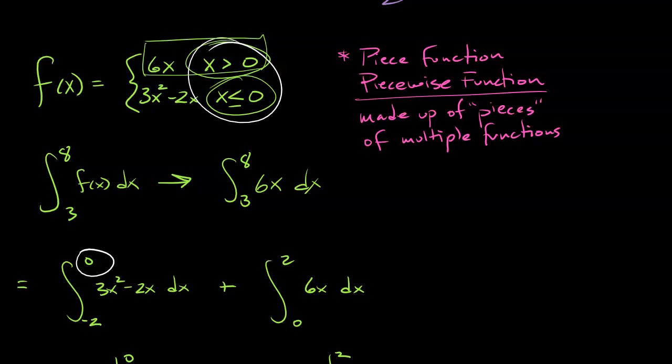So the only reason I split it up was 0 was between the two boundaries. 0 was in between negative 2 and 2. And then it kind of required me to use two different equations.